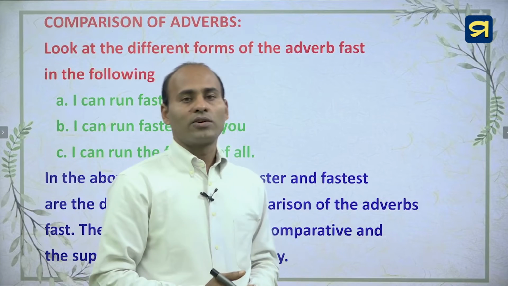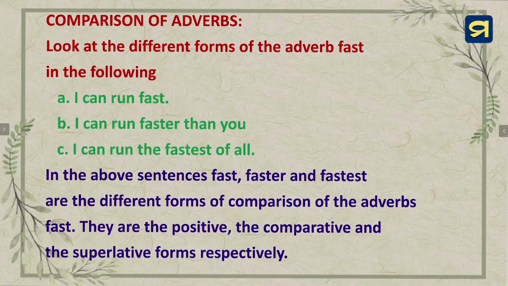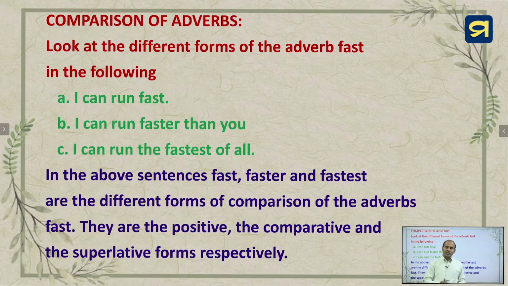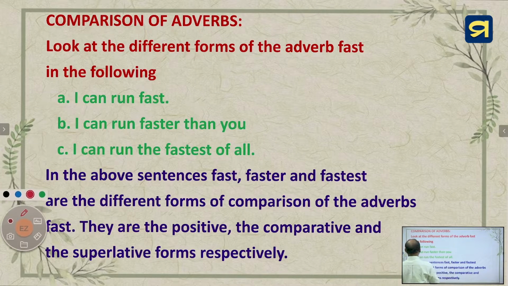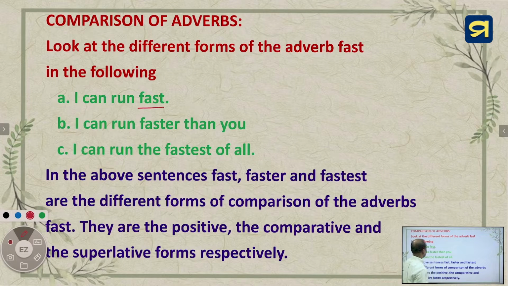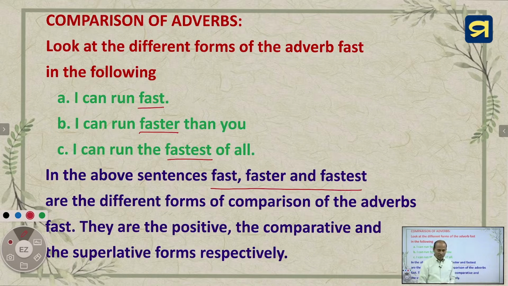Now, we will lead to the comparison of adverbs, as we have already discussed in the chapter of adjectives. Likewise, adverbs do have some degrees. You can see here, I can run faster than you, and I can run the fastest of all. You will see here, fast, faster, and fastest. So, these are the degree forms. As we have already discussed, positive degree, comparative degree, and superlative degrees.